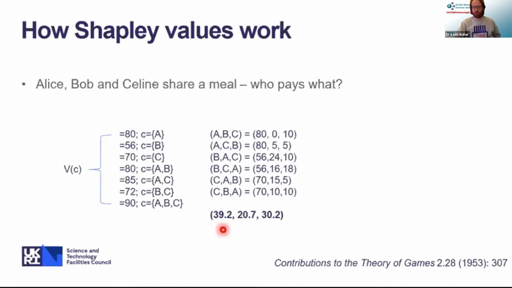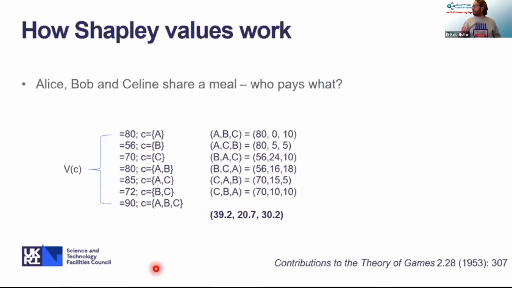So we find that Alice pays £39.20, Bob pays £20.70, and Celine pays £30.20. And that's a fair and principled way to work out how much the contributions of each of these individuals is.